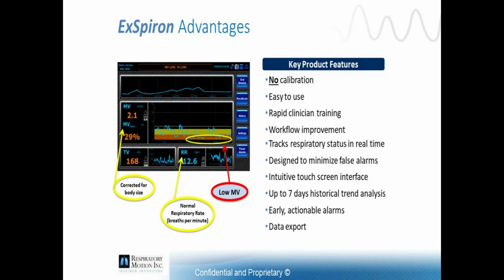The ExSpiron can be a standalone monitor or can be interfaced with Capsule or Philips monitoring systems with subsequent transmission of data into any electronic health record through these systems. The ExSpiron also can be attached to any nurse call system without requiring any additional equipment or resources.